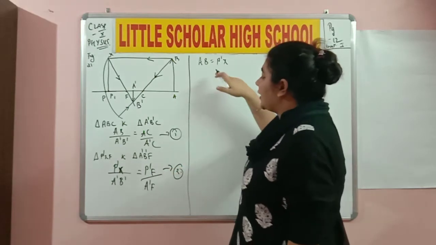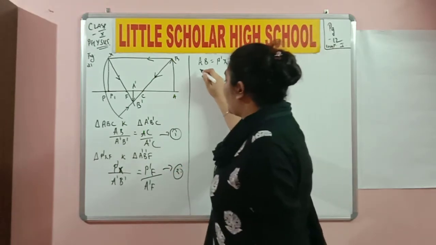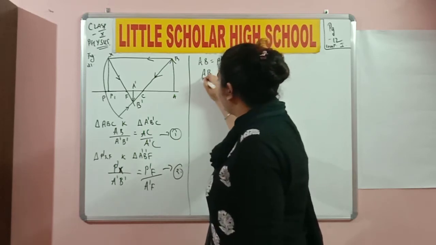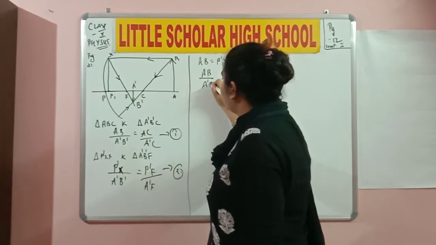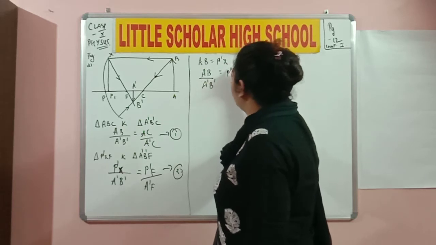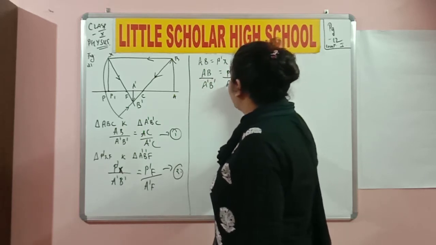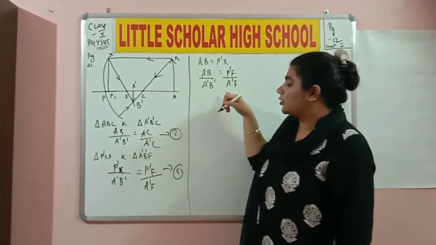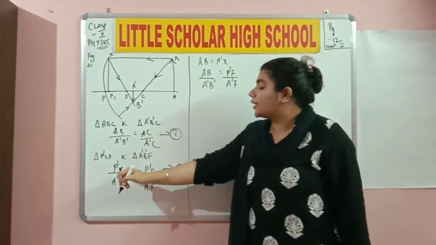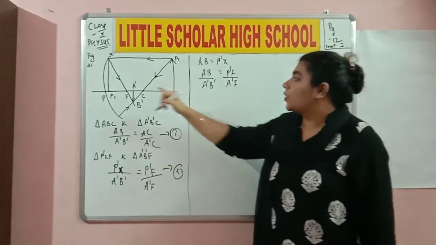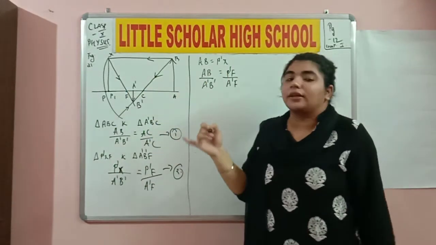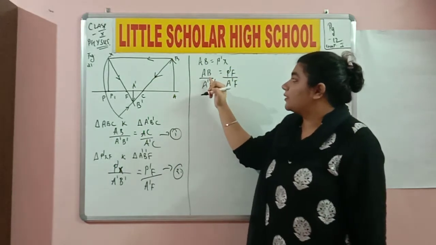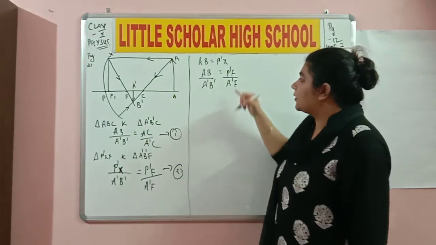So taking the second equation, I have over here AB by A dash B dash is equal to P dash F by A dash F. What did I do? I took equation number 2 and replaced P dash X as AB, because both P dash X and AB are equal in height. So I equated them and replaced P dash X as AB in my second equation.